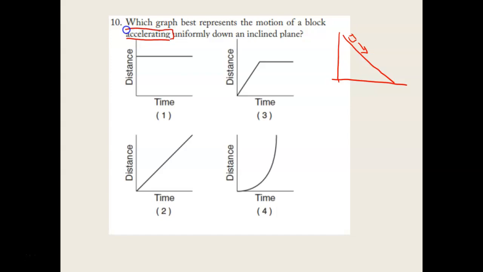Well, we know if an object is accelerating... Now let's look at our axes. This is distance, this is displacement, this is position. This is not velocity. This is not acceleration. This is distance, this is also distance, and this is time. Okay, so they're all distance versus time. So what do we know about distance versus time when we're accelerating? We know it should be nonlinear.